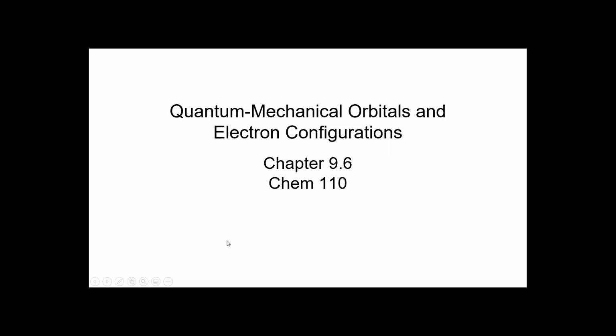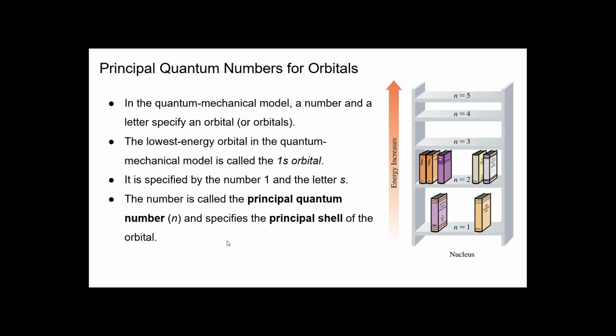Class, we are on chapter 9.6. This is quantum mechanical orbitals and electron configuration. So we're going to look at principal quantum numbers and orbitals.